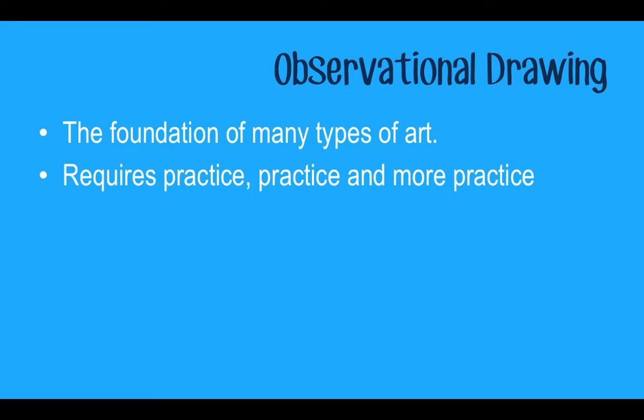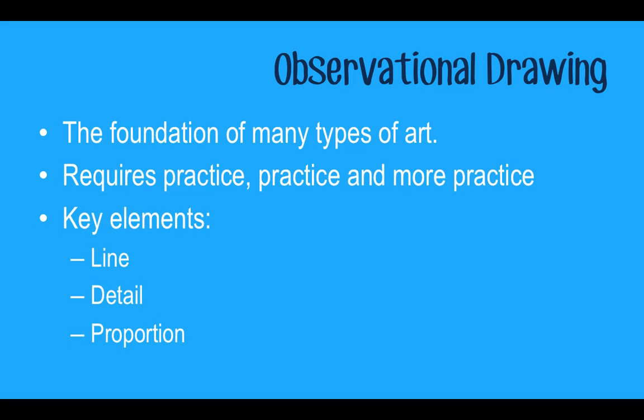And like many other skills that you learn, because drawing is a skill, not a talent, it requires practice, and more practice, just like basketball or playing video games or anything else that you do. The more practice that you have, the better that you do. Now, observational drawing has 3 key elements. You've got line, detail, and proportion.